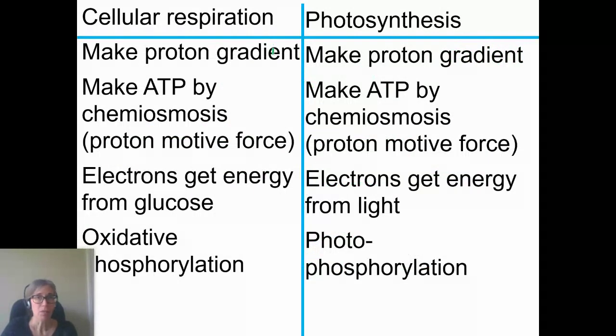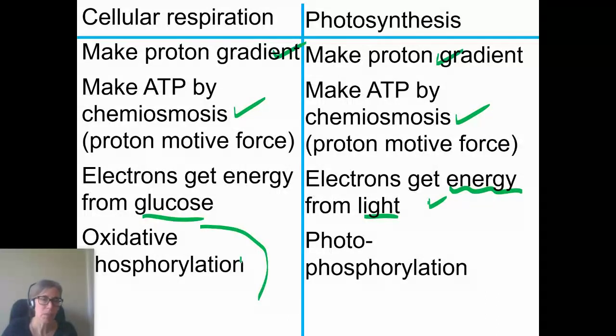Both of them make a proton gradient, so we'll be looking at that. They both make ATP by chemiosmosis. The difference is that the electrons get their energy from glucose in cellular respiration and from light in photosynthesis. That's where the energy comes from. The electrons themselves come from water in photosynthesis. We call the making of ATP oxidative phosphorylation and a little bit of substrate level phosphorylation. You're missing a P here. And in photosynthesis, the ATP made is made by photophosphorylation. So we'll talk about the difference there.